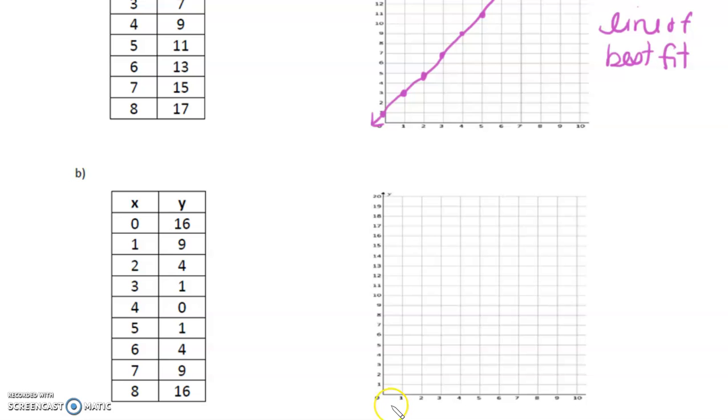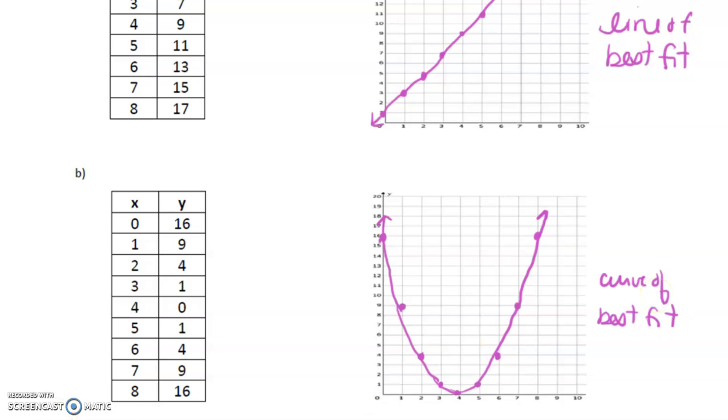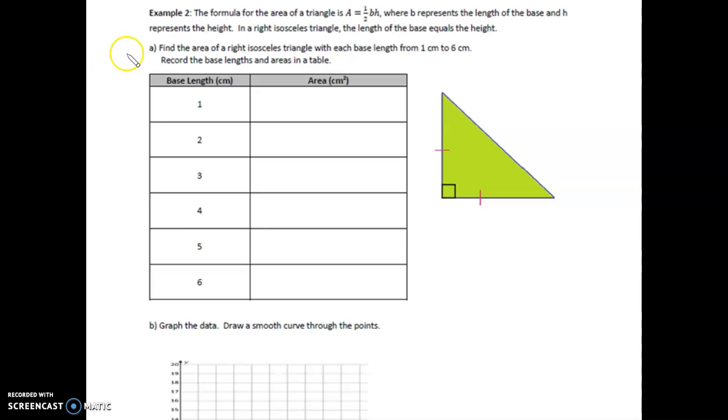Okay, now 0, 16, 1, 9, 2, 4, 3, 1, 4, 0, 5, 1, 6, 4, 7, 9, 8, 16. Okay, so this one is a curve because it's not going down by the same amount every single time. And we can see that it goes down and then up. You can't draw a line down and then up. So this is going to be a curve of best fit. I made this one a little bit smaller so I can fit the whole thing on one page.